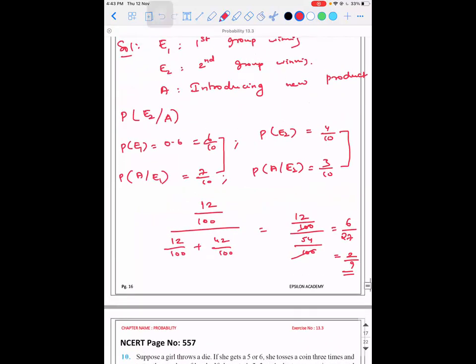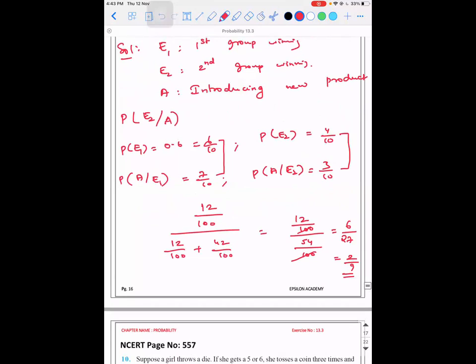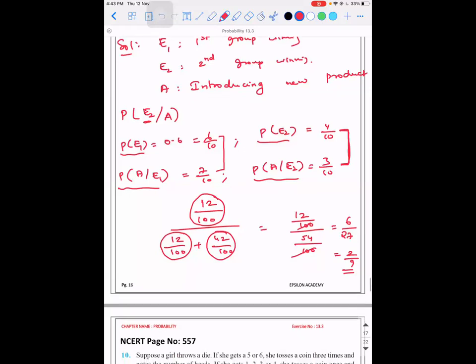Did you understand what I did? How I did the calculation? So I multiplied E1 with A given E1, and E2 with A given E2. Since in this question E2 is in the numerator, the product on the right side will be in the numerator. So that comes. And the denominator will be the sum of both the products, so 12 by 100 plus 42 by 100. So for every problem, this is the logic. Am I clear with this? Yes, sir. Okay.